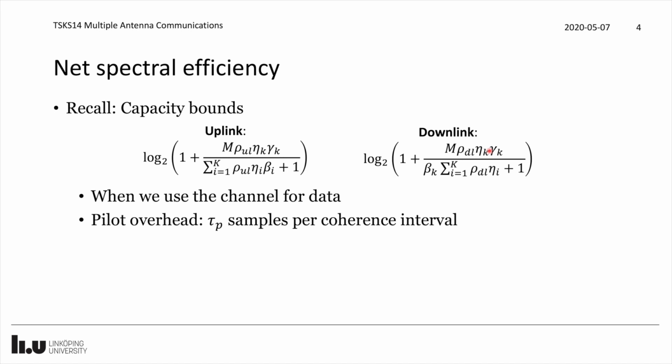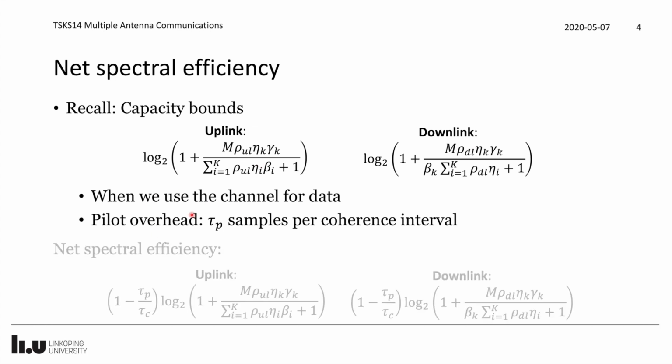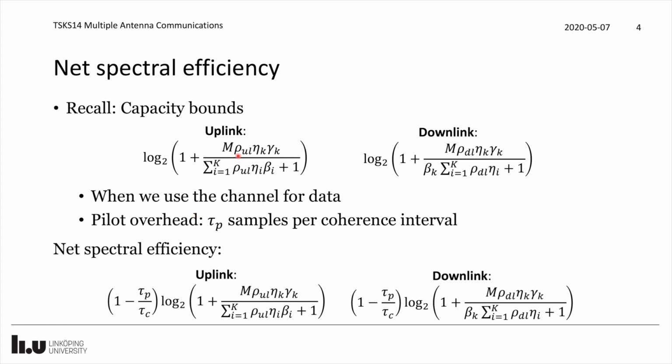But within each coherence interval, we also need to learn the channel. So we have been talking about how we do that. We are sending these pilot signals that are of length tau p, and we can view that as a pilot overhead. We need to spend that in order to be able to transmit the data and achieve these types of capacity bounds. So out of the tau c samples in the coherence interval, tau p of them need to be utilized to send the pilots. And therefore, we say that the net spectral efficiency is that we take these capacity lower bounds and then multiply with a factor that says what fraction of the coherence interval we are actually able to dedicate to data transmission. And that is the fraction 1 minus tau p, which is the length of the pilot, divided by tau c, which is the length of the coherence interval. So tau p over tau c is the fraction of a coherence interval used for pilots, and 1 minus that fraction is the fraction that can be used for data transmission.